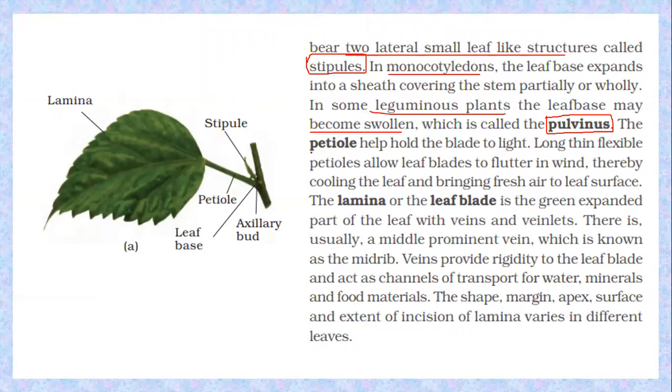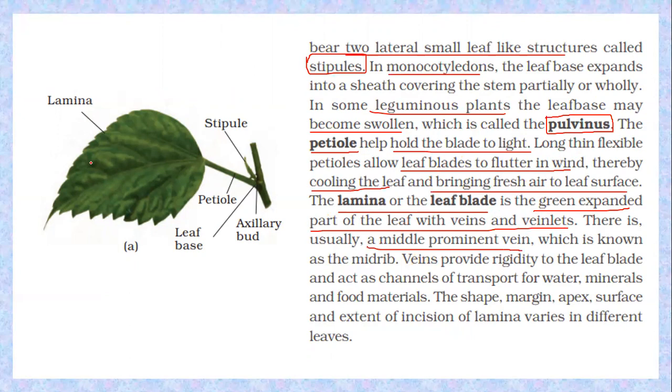The petiole, what is a petiole? The stalk of a leaf, which helps to hold the blade to light. Long, thin, flexible petioles allow leaf blades to flutter in wind and thereby cool the leaf and bring fresh air to the leaf surface. Next, the third part is the lamina or the leaf blade. It is a green expanded part of the leaf bearing veins and veinlets. There is usually a middle prominent vein, which is known as the midrib.